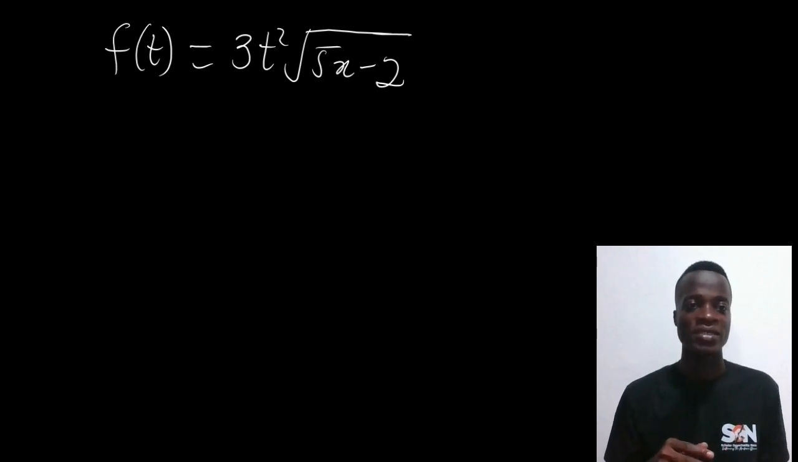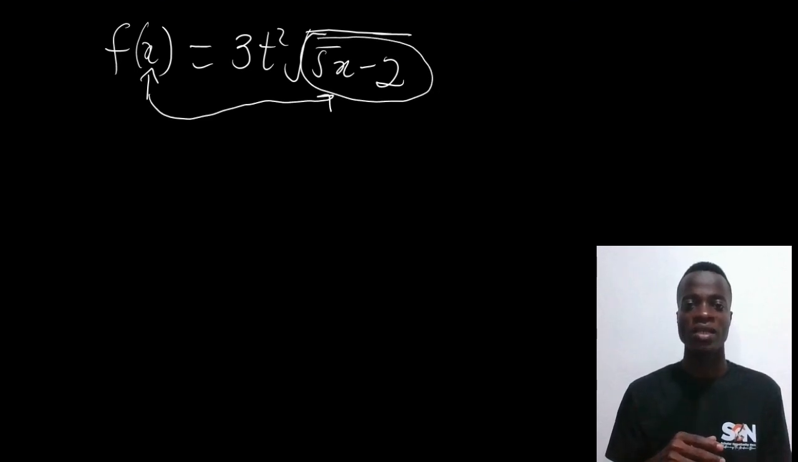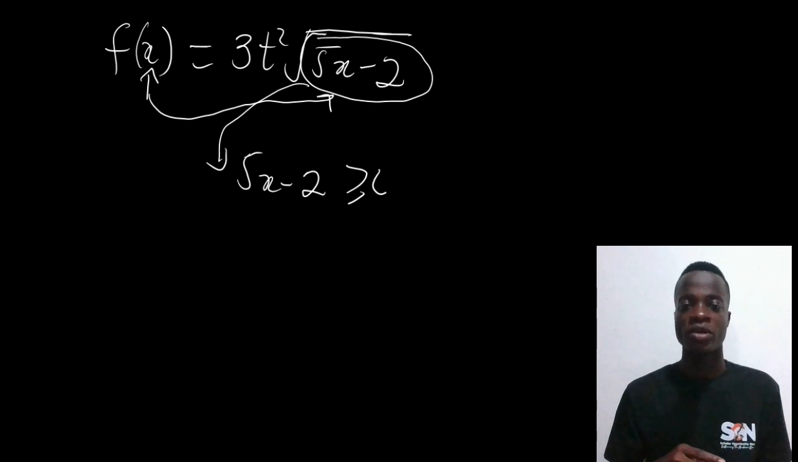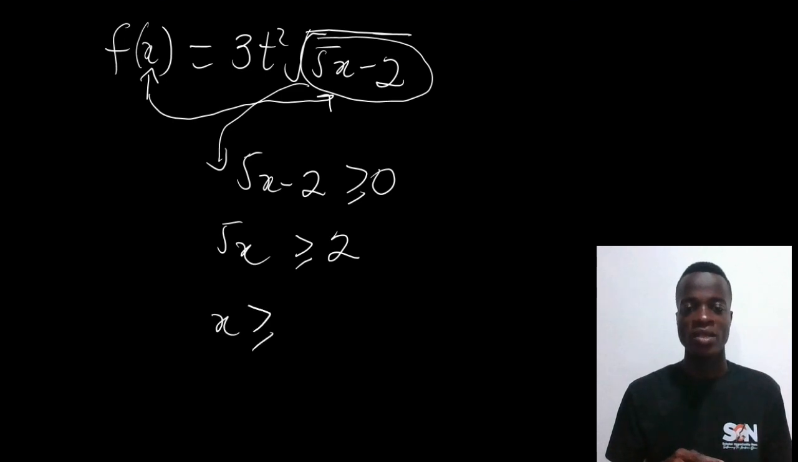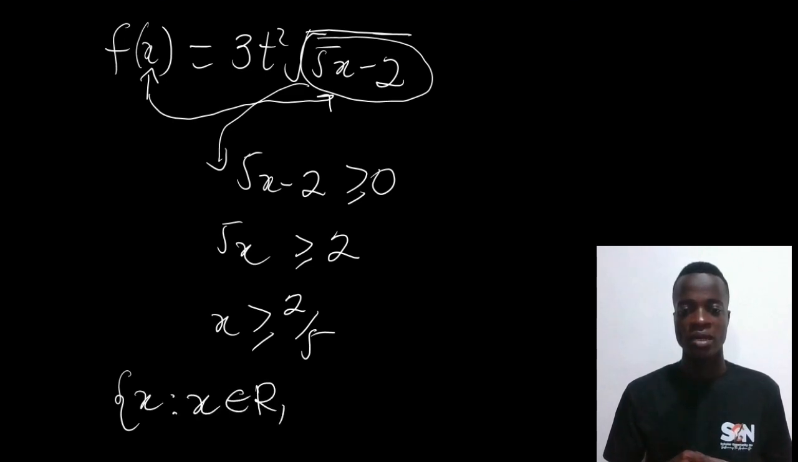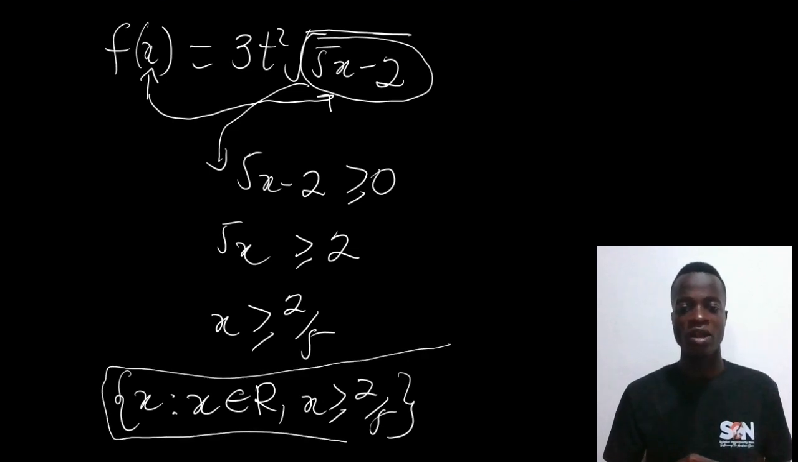But what if I change the input variable to x? Now the input variable is x, and in this case it is under the square root. So we bring out all the expression under the square root and say that 5x minus 2 should be greater than or equal to 0. Then you solve for x: x should be greater than or equal to 2 over 5. Then the domain is x such that x is a member of all real numbers, where x is greater than or equal to 2 over 5. This is the domain of our function.